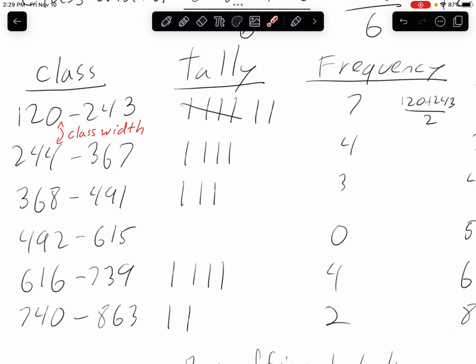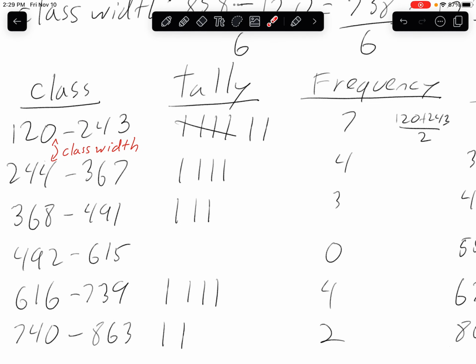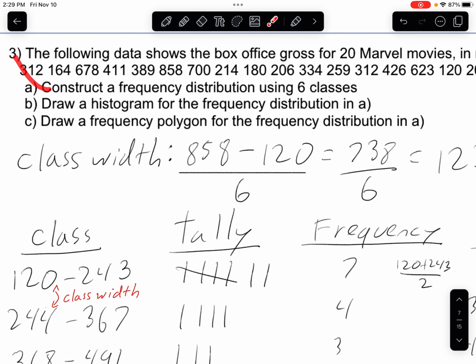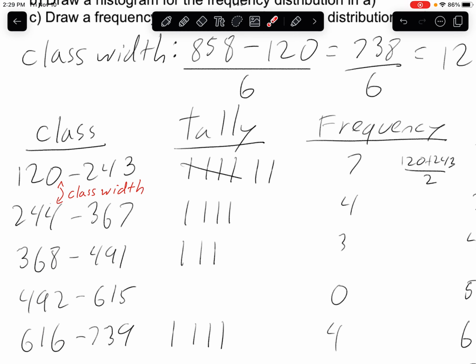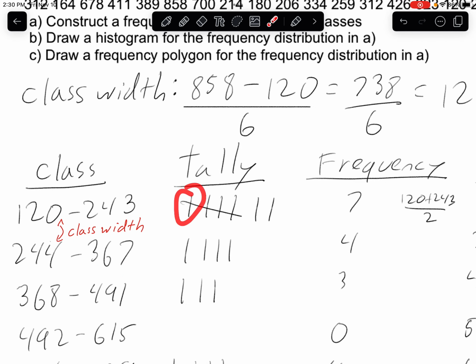So now what we're doing is making sure that the highest number is going to be placed into a certain class, because this goes up to 863. So we'll go through this data one by one: 312, 164, 768. And as you know, it's a good idea to cross them out as you use them. But we're going to place these numbers into these different classes. For instance, 312 falls right into this class here. Nope, it does not. 312 falls into the second class here because it goes from 244 up to 367. 164 falls into this class over here.